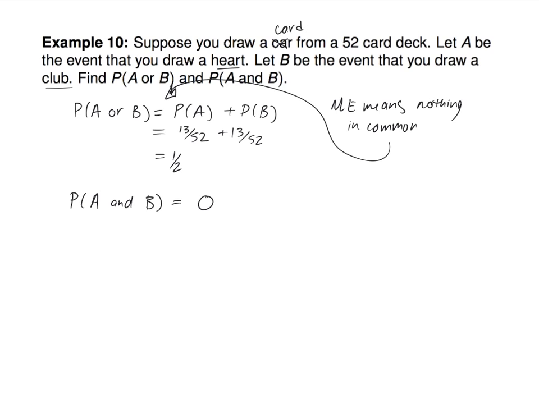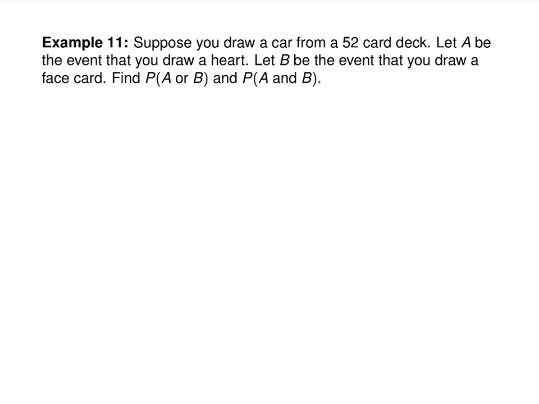Okay. The next one actually has some overlap. This one was just an easy one. Okay. A is the event you draw a heart. B is the event you draw a face card. So there are hearts and face cards, right?